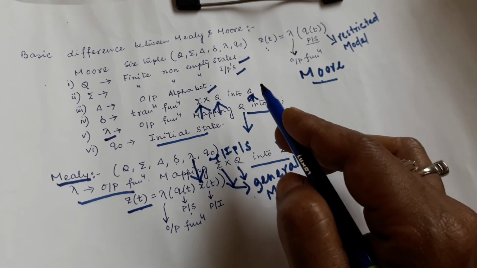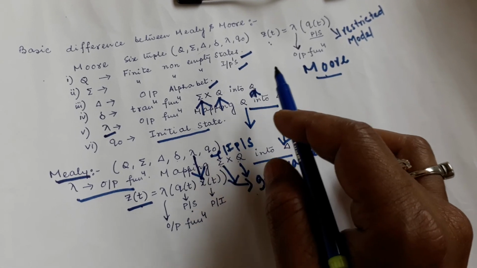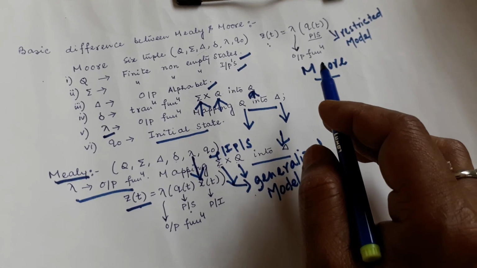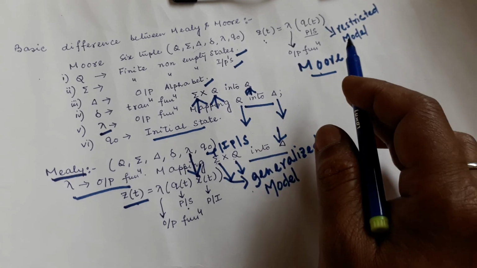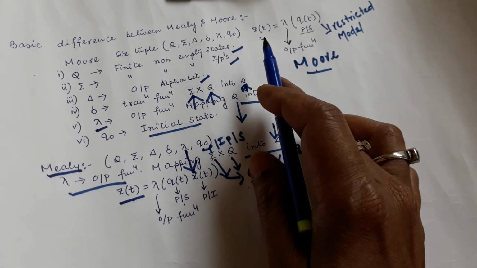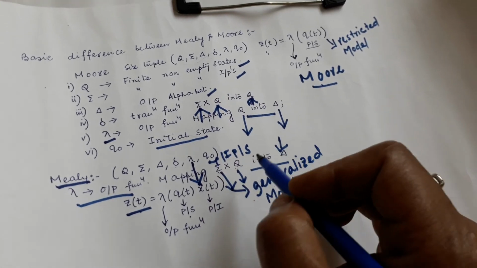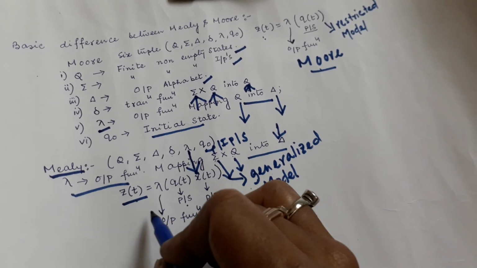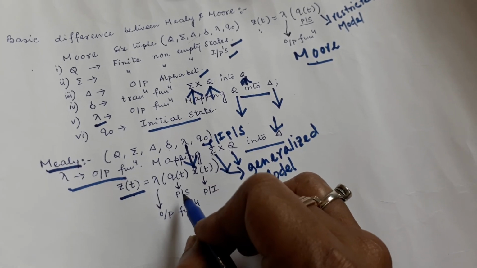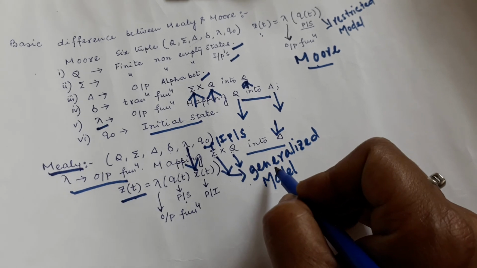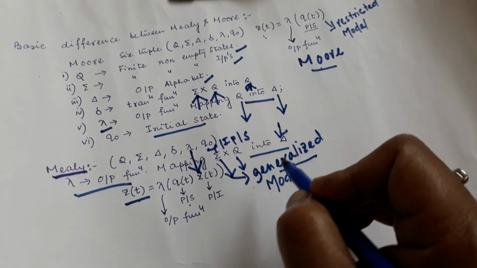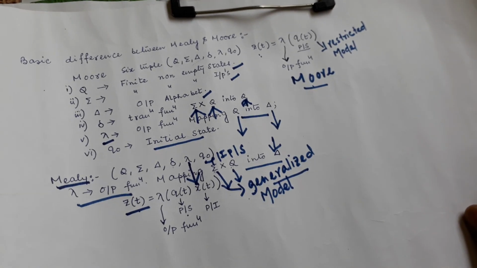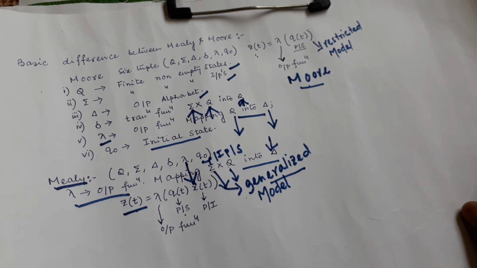So a Moore machine is also called the restricted model, right? Because the output is solely depending on the present states. And the Mealy machine is a machine where the output is solely depending on the present states and the present input. That's why it is called the generalized model. So this is the way we can differentiate between Mealy machine and Moore machine.